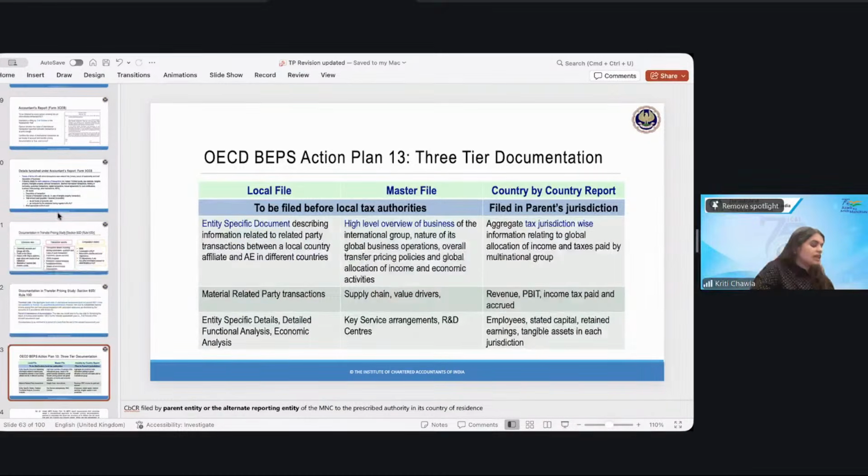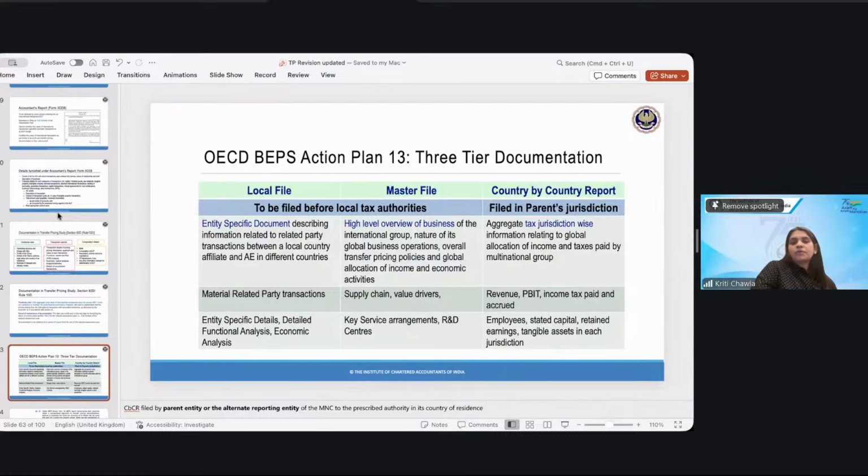It has something called the master file, the local file, and the country by country report. The local file is to be filed with the local tax authorities. The master file is to be filed with, again, the local tax authorities. And for CBCR, that is to be filed in the parent jurisdiction.